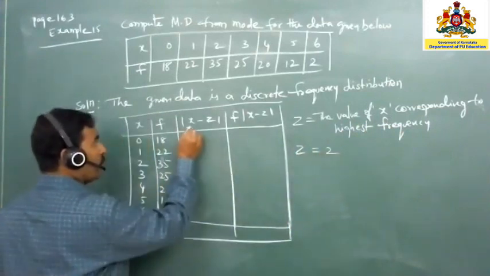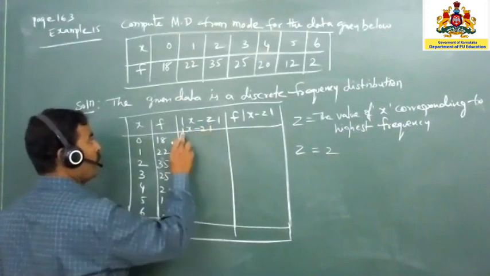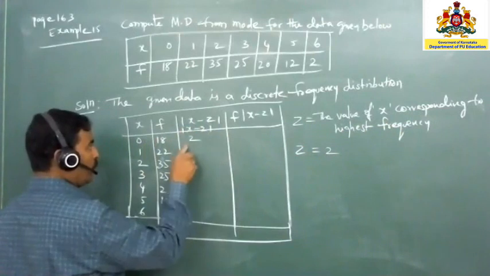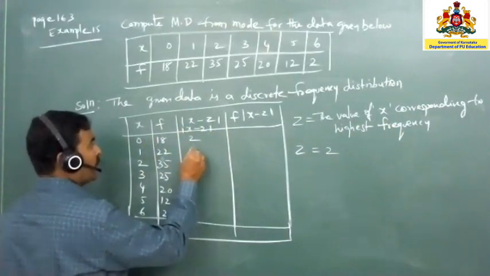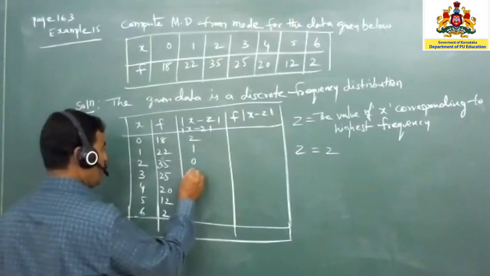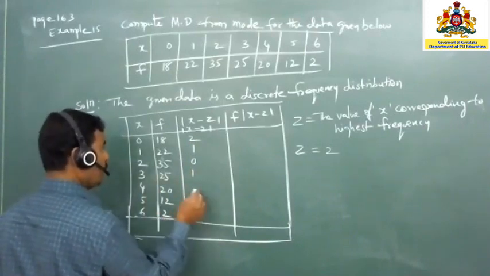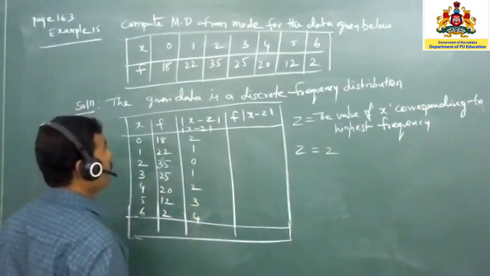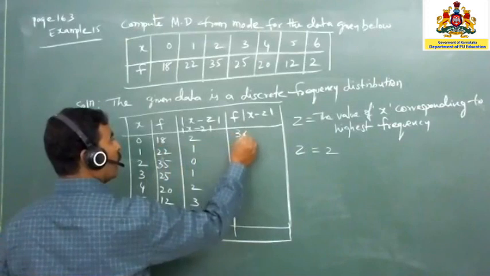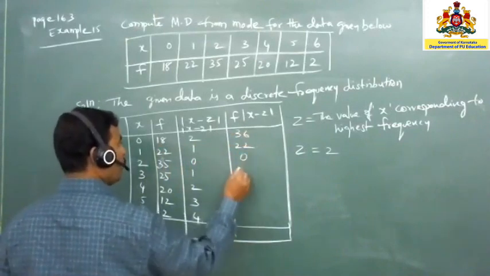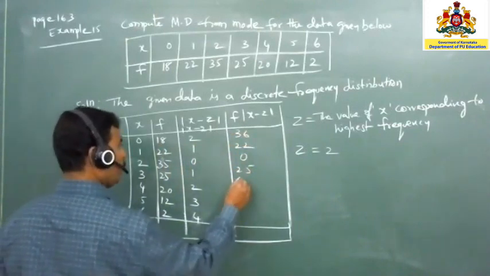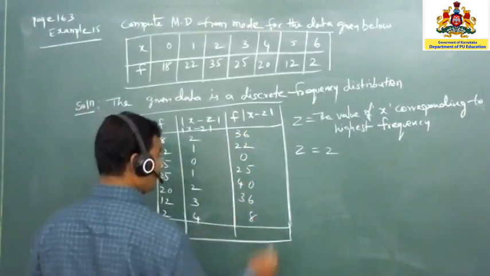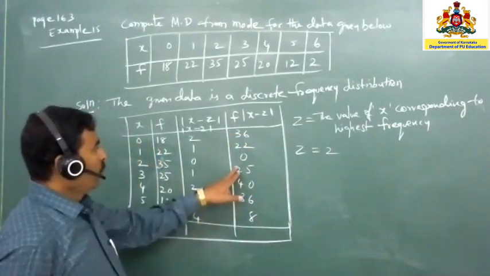Then in place of z substitute 2 in modulus of x minus 2. 0 minus 2 gives absolute value 2, then 1 minus 2 gives 1, then 0, 1, 2, 3, 4. Then f into these: 36, 22, 0, 25, 40, 36, 8, total 119.